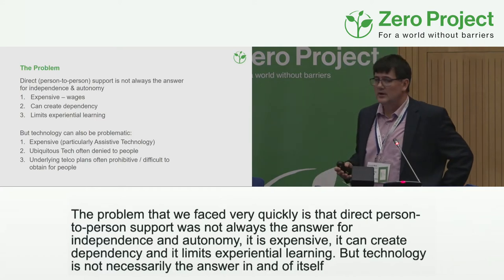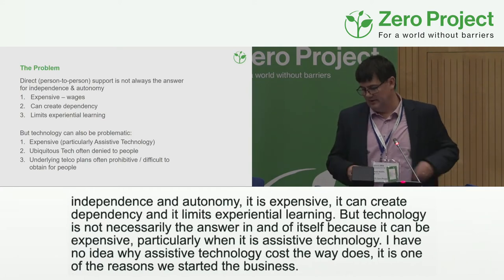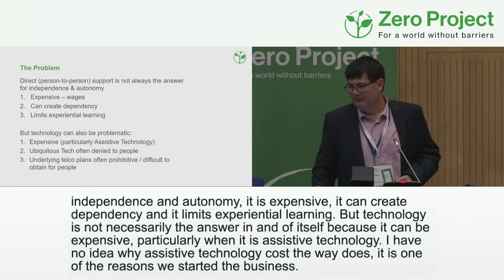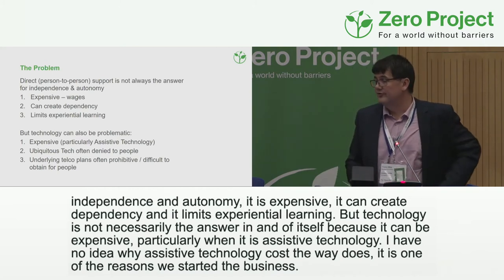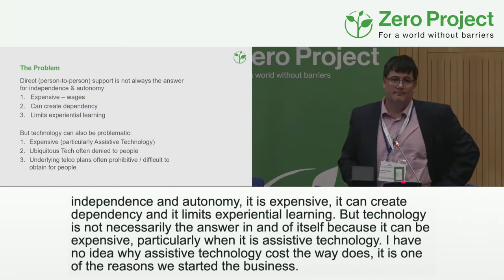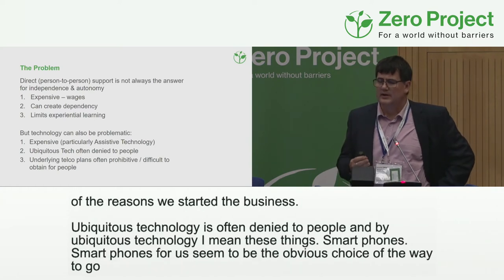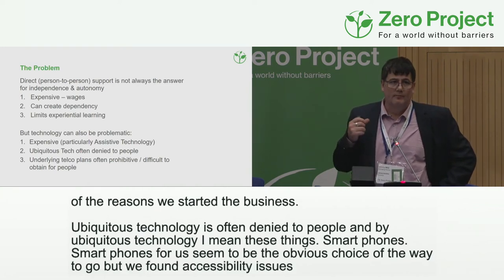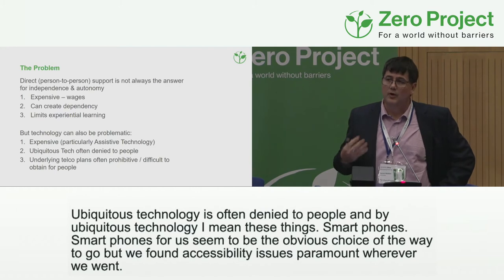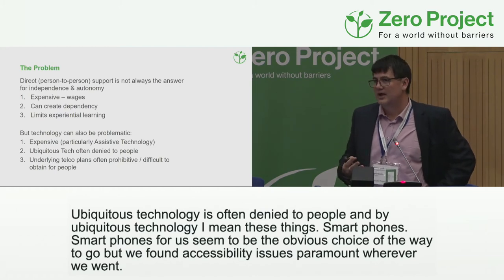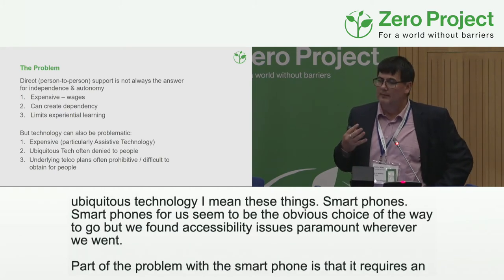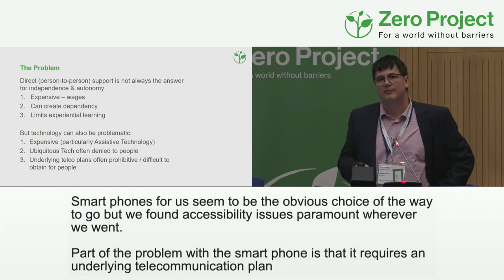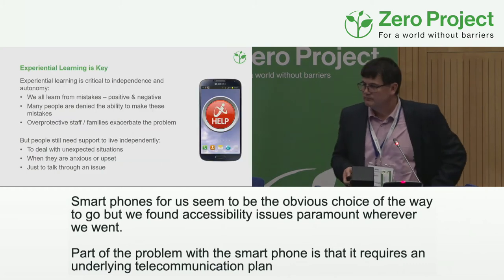Ubiquitous technology is often denied to people, and by ubiquitous technology, I mean these things, smartphones. Smartphones for us seem to be the obvious choice of the way to go, but we found accessibility issues paramount wherever we went. And part of the problem with a smartphone is that it requires an underlying telecommunication plan, and they are often prohibitively expensive and contractually difficult for people to obtain, particularly in Australia.